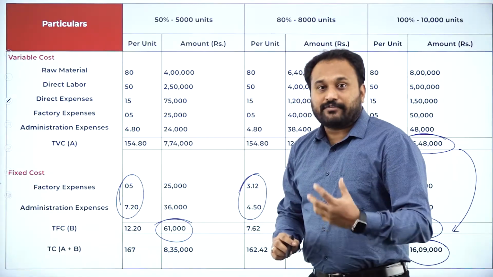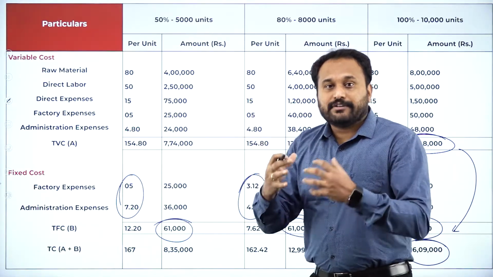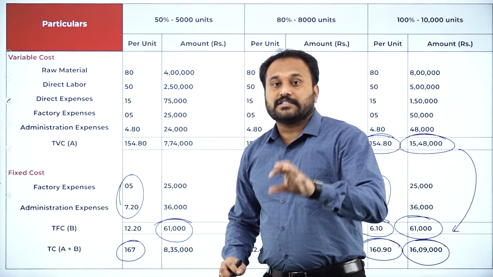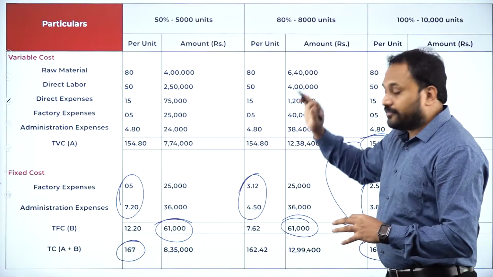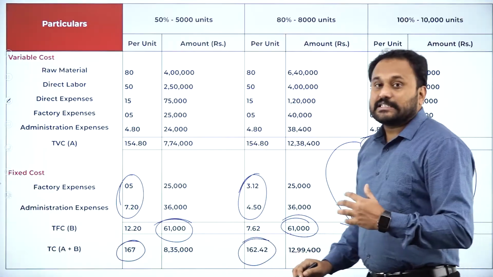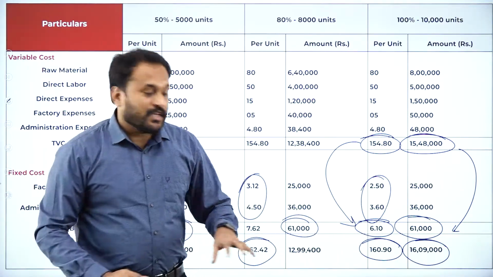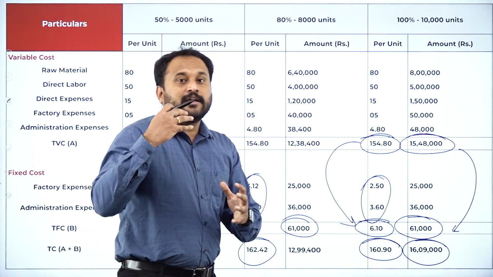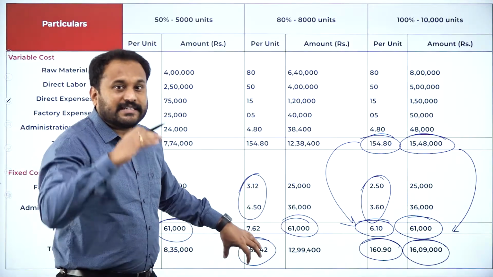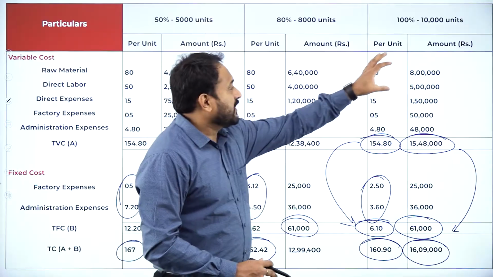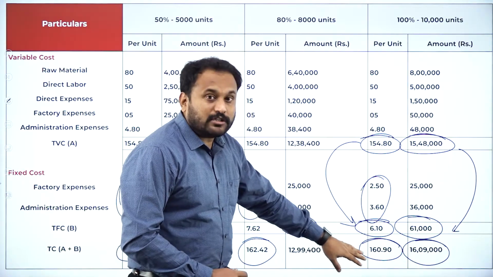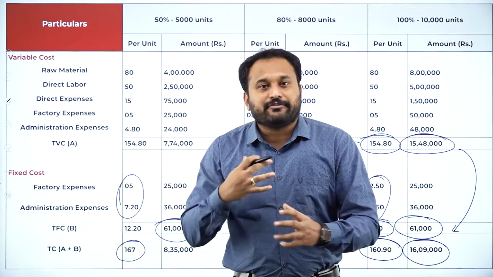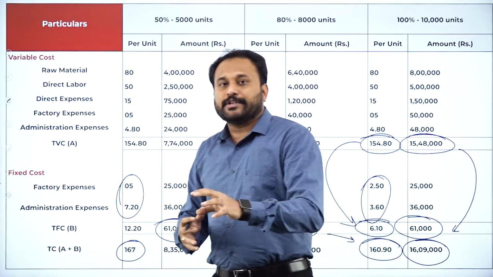So at 50%, if I have a machine where I manufacture only 50% capacity, what happens is total cost is 167 rupees per unit. But at 80%, if I manufacture, my total cost is 162.48 paisa. That means 162 rupees 48 paisa. What exactly is the difference? That means the more I manufacture, my total cost per unit is reduced. And lastly, if I manufacture for 100%, my total cost per unit is 160.90. That means the more I manufacture, my total cost per unit will be reduced.